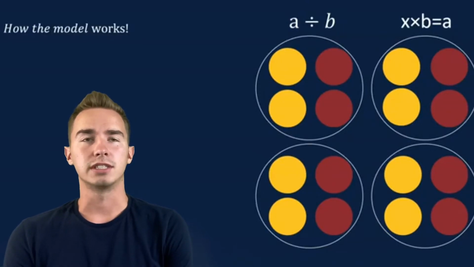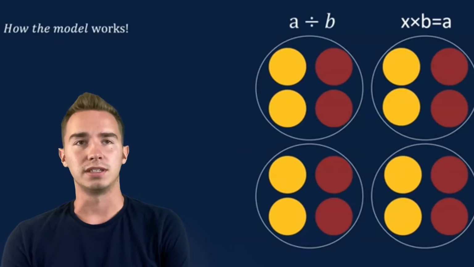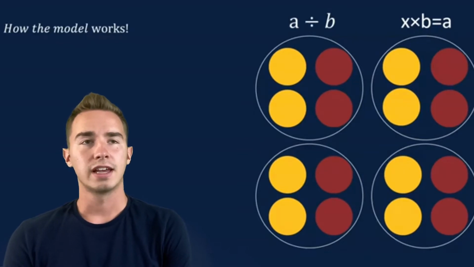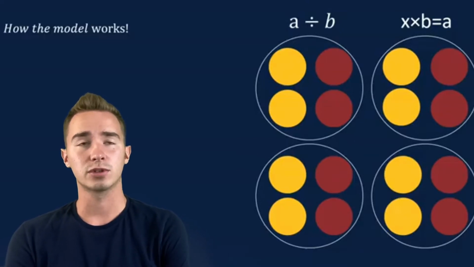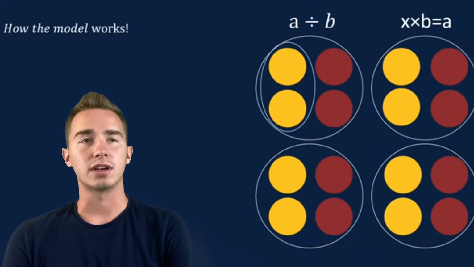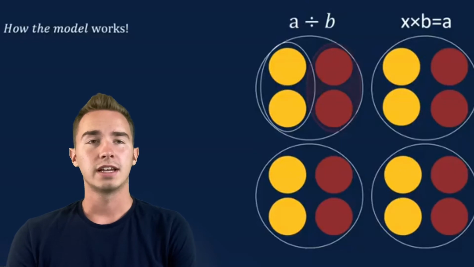Now we're modeling how many groups of size b equal a, and as we're modeling this problem we'll use yellow counters as positive groups and red counters as negative groups. And when we're adding a group, we'll use a white oval as you see there, and then when we're taking away a group, we'll use a red oval.